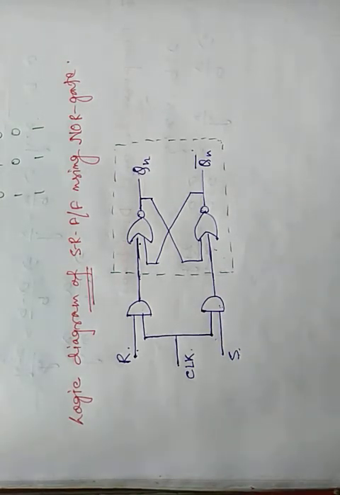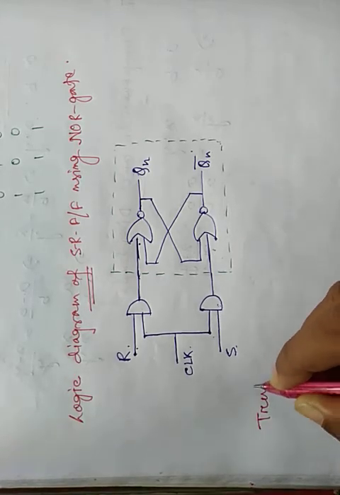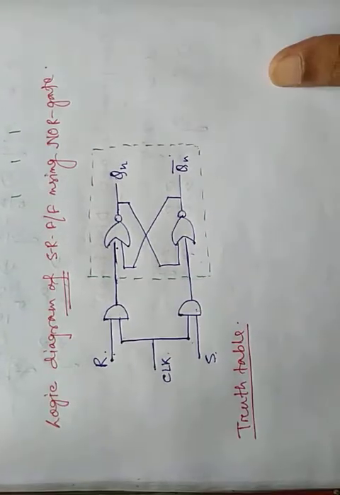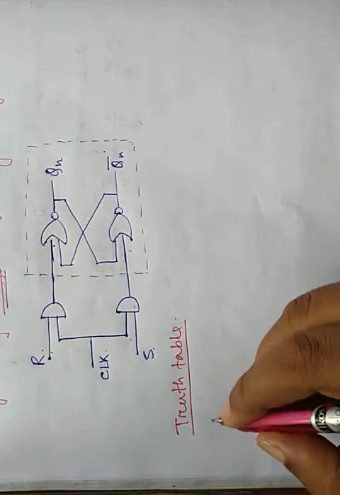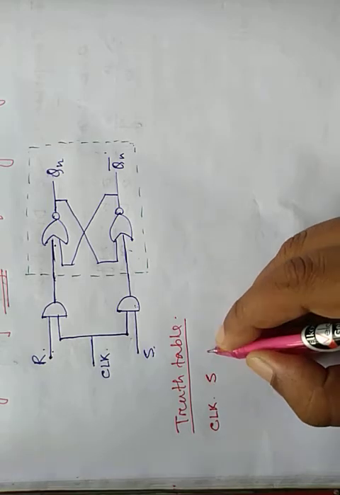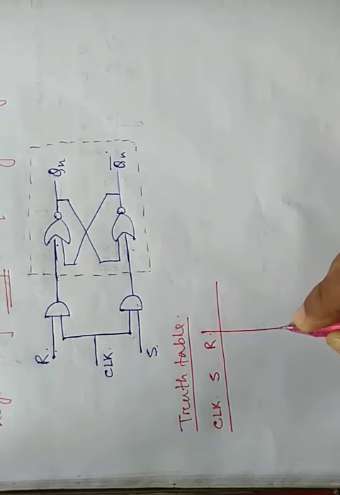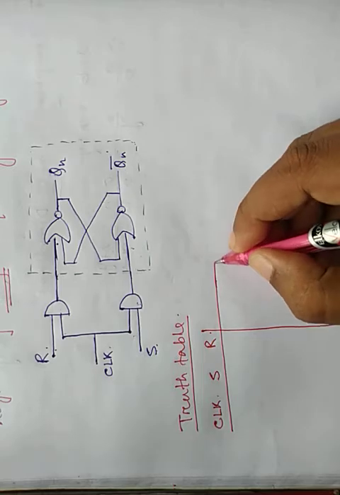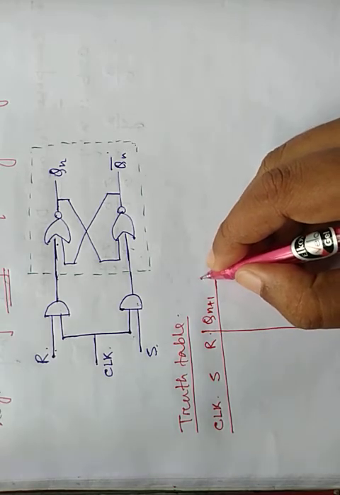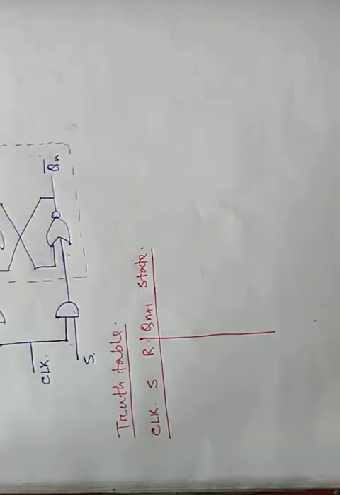Now the truth table. There are three input lines: one is clock, another is S, another is R. These are the inputs, and the output is Qn plus 1, and another is the state. Now let us see what will happen.